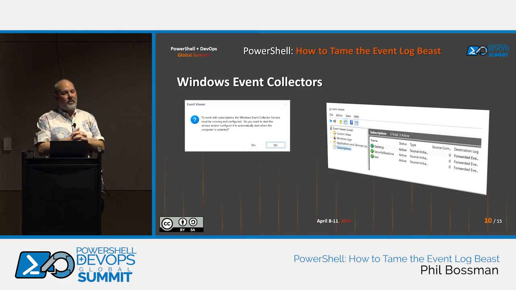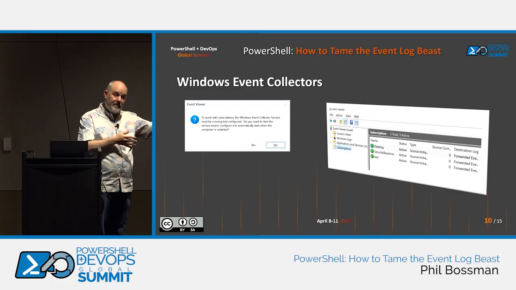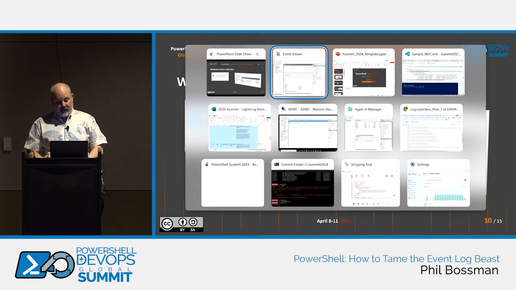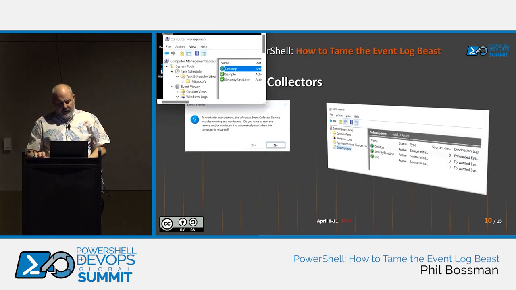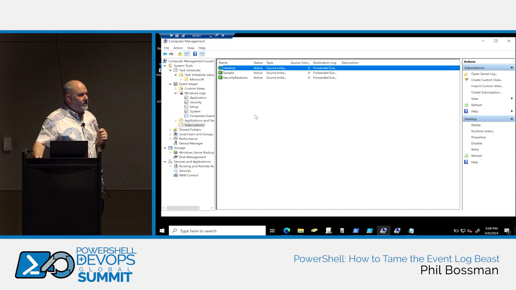Microsoft has this process for forwarding events away from where the machine is. And so there's a collector that collects them, and then there's a forwarder at this point. So we're gonna quickly just jump onto that one. Oh, it didn't full screen. So how do you turn on a collector?